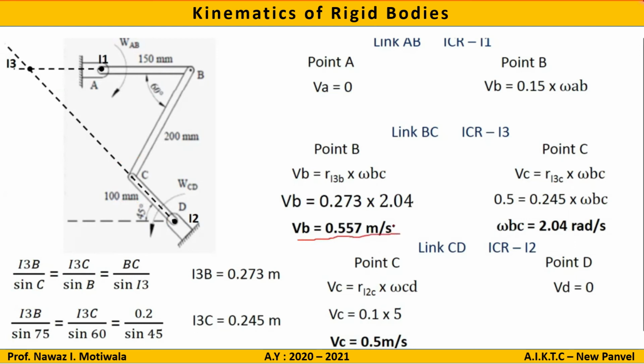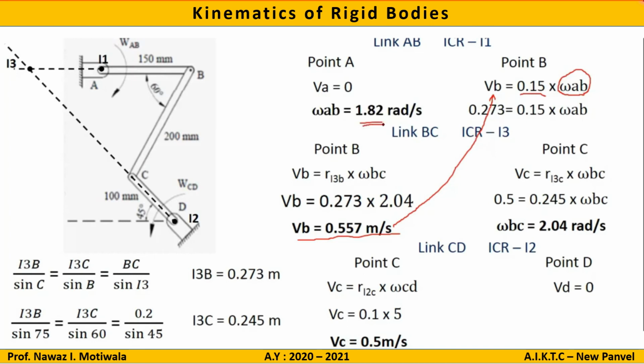Now I will substitute this value of VB which we got in this particular equation. So VB we got as 0.557. This was already known to us. So I will get the answer for omega AB. On substituting, I will get omega AB as 1.82 radian per second. This completes the problem. So hope you have understood this problem.